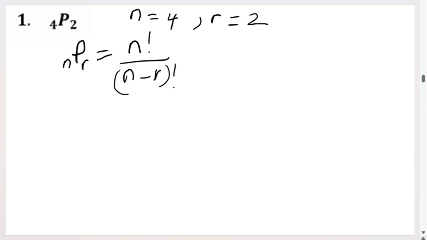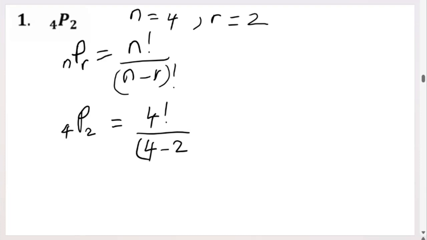So now you have broken down your components. You come and substitute them. So now you have P 2 4. This is equal to your n is 4. So you've got 4 factorial divided by your n is 4 minus your r is equal to 2 factorial. Okay, let us simplify our denominator. So you are going to have 4 factorial divided by 4 minus 2, it is 2 factorial.